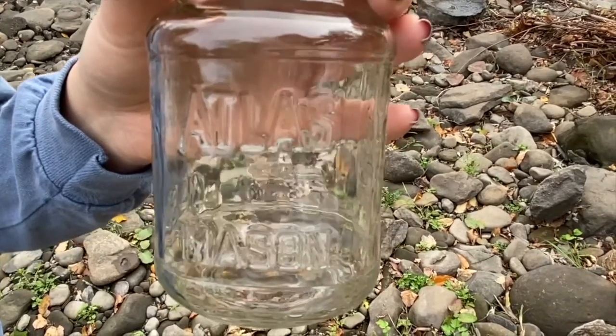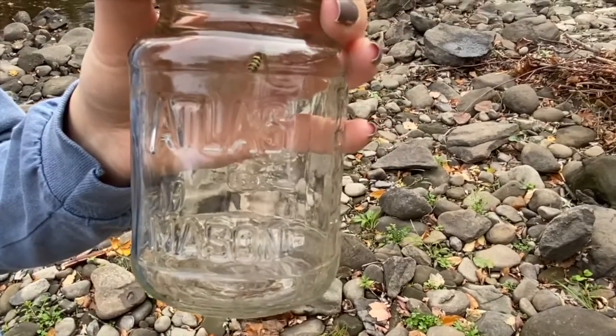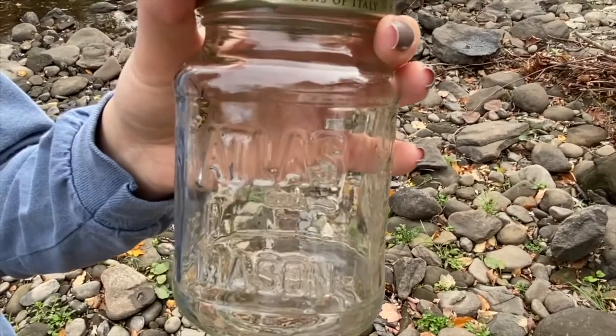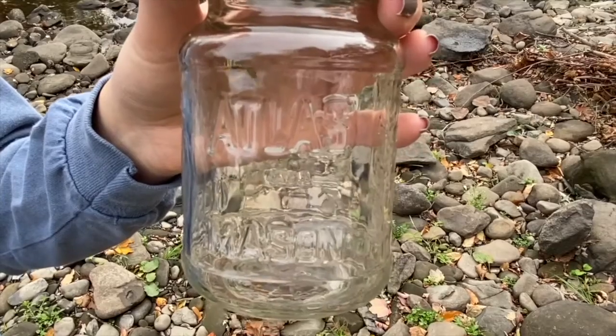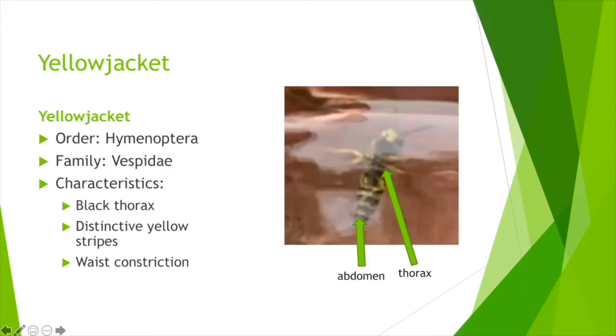While we were catching insects today, we caught a wasp. In the jar you can see a yellow jacket flying around. Wasps are part of the order Hymenoptera in the family Vespidae. The order Hymenoptera contains ants, bees, and wasps. The family Vespidae contains many social and solitary wasps. Because these wasps share many characteristics, they have been sorted into the same family.